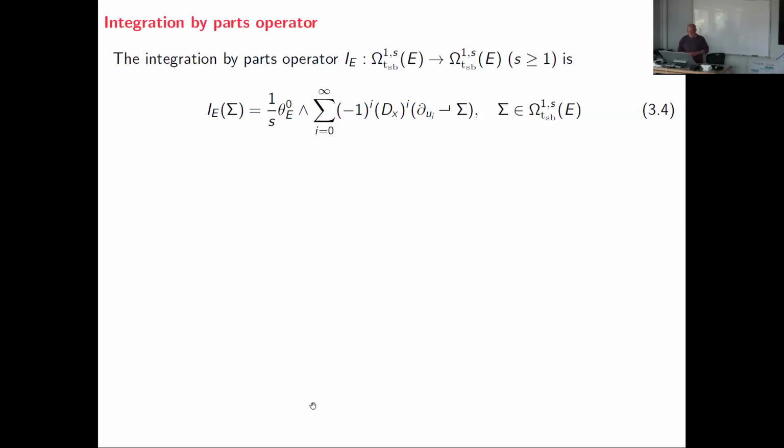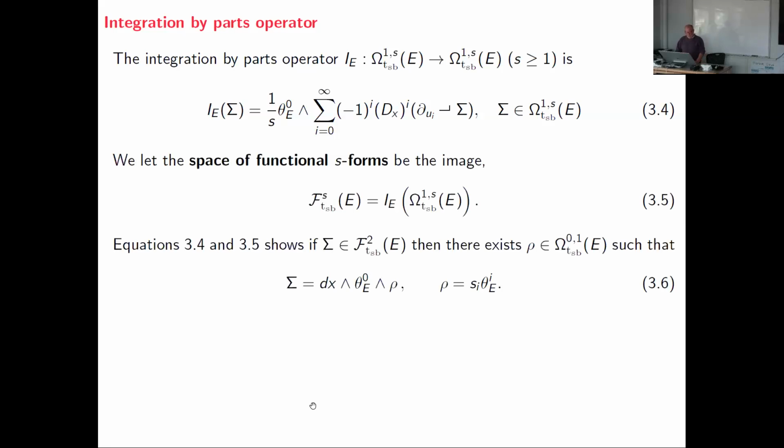And on this space, in order to define symplectic forms, one has to use the integration by parts operator. That's part of all this terminology here. Inside the differential forms of type 1, you define what I'll call the functional forms. They're just the image of the integration by parts operator. And so what does this little integration by parts do? It takes a form.